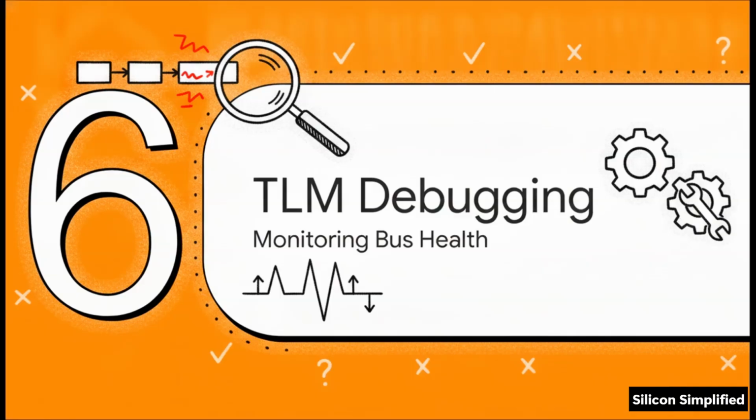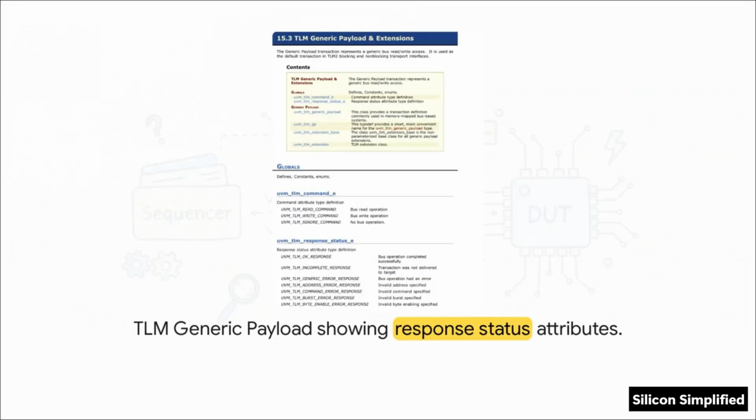Finally, Section 6. Debugging with TLM responses. Let's monitor that bus health. Because when your driver interacts with a physical bus, things will inevitably go wrong. A slave might not respond, an address might be out of bounds, or a command might be unsupported.